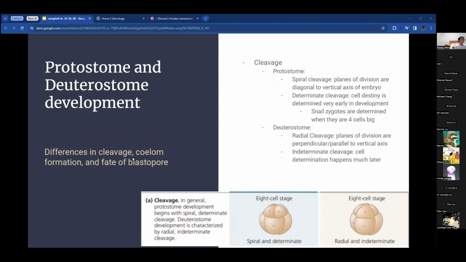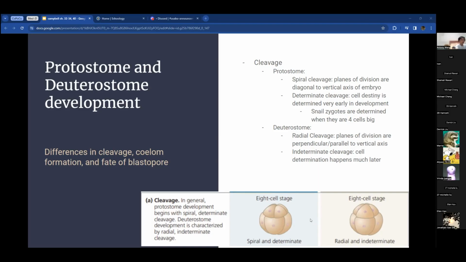Now let's talk about I guess two other ways to classify animals. An animal can either be a protostome or a deuterostome. What exactly these two mean, I'll get into in a moment on the next slide, actually. But here, a protostome undergoes spiral cleavage.